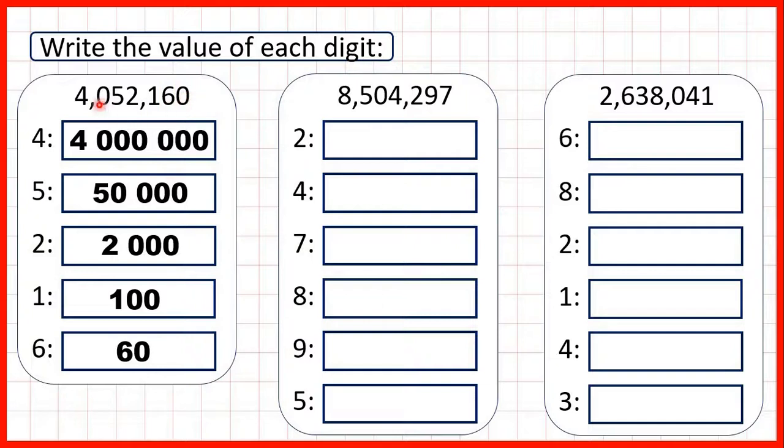Now we also have zeros in this number, but here we didn't need to write the value of the zeros, and that's because whatever place value they're in, the value of the 0 is always 0. So this 0 here is in our 100,000s place value, but because 0 times 100,000 is still 0, the value of the digit is still 0.